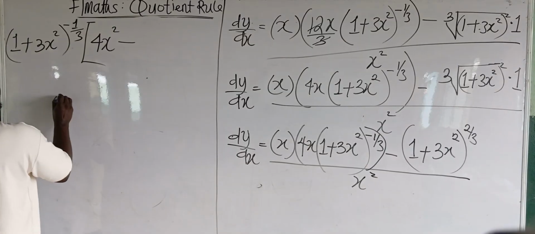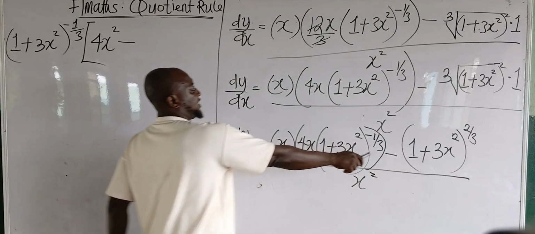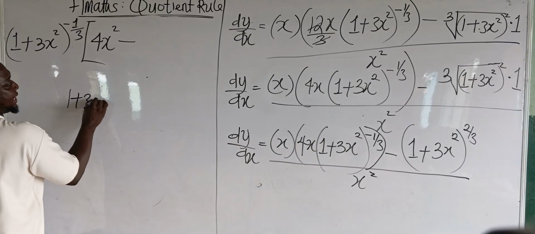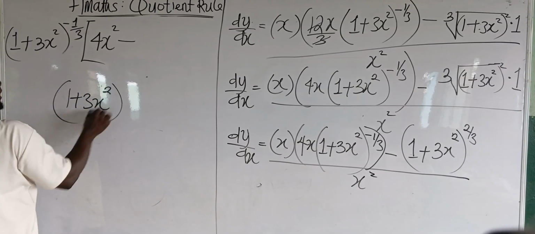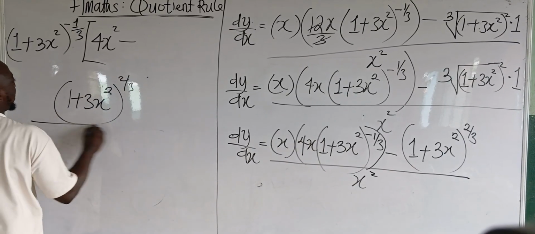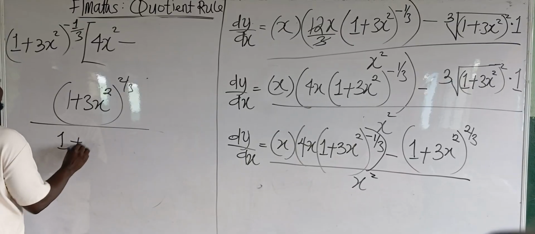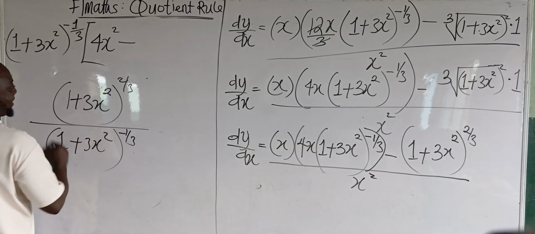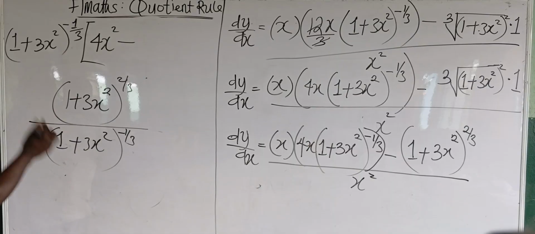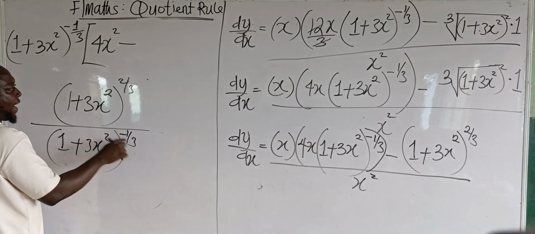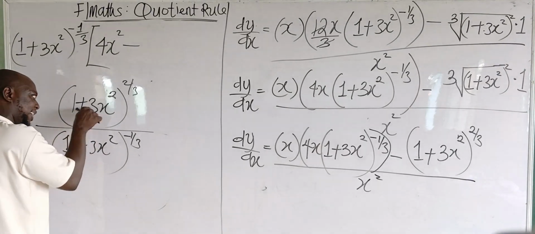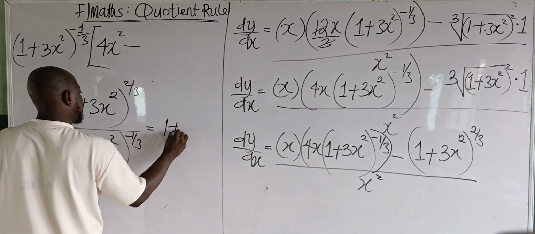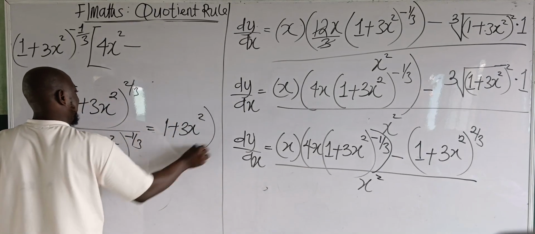So I'll write this up one first. I'll have 1 plus 3x raised to the power of 2, then raised to the power of this one now. Then all over, I'm dividing it by the same value minus 1 over 3. Now watch this. Since they are the same value but different power, I'll pick one of the value inside the bracket. So if I do that, I will have 1 plus 3x raised to the power of 2 like this.